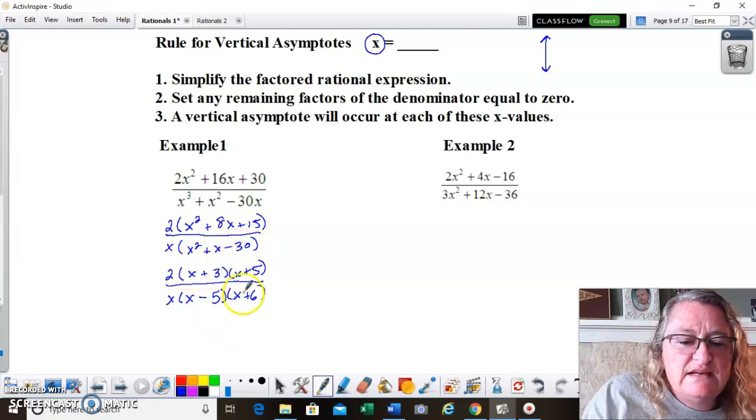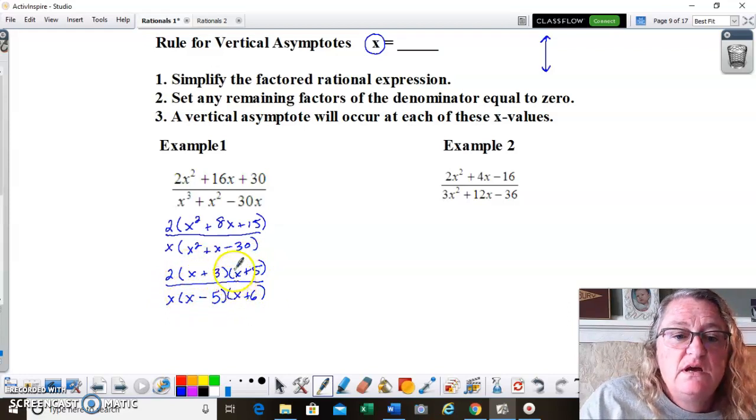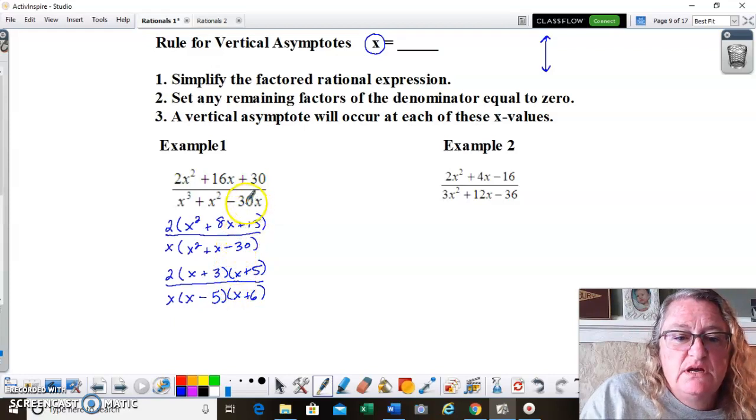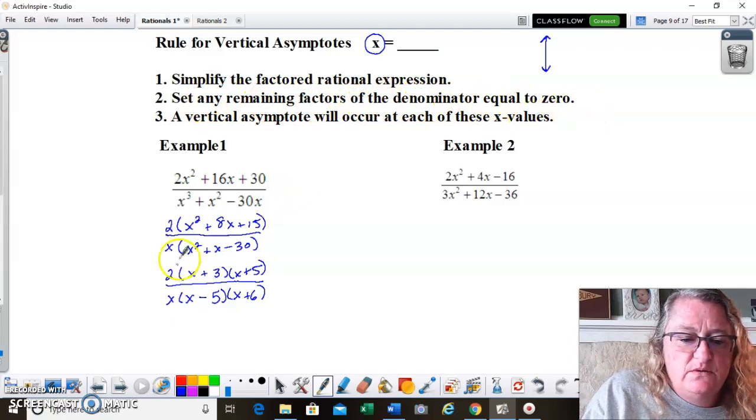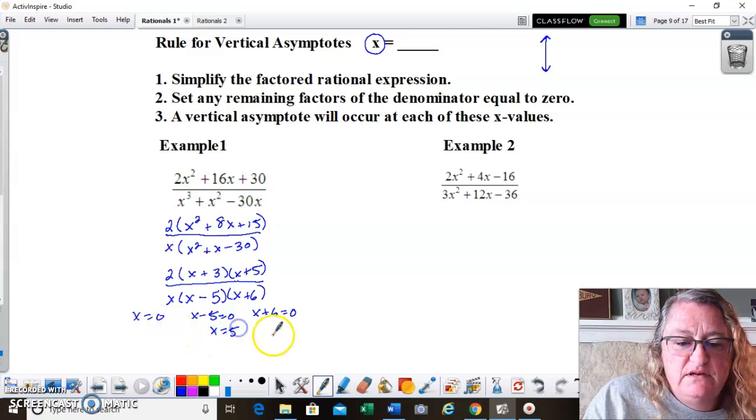Okay, so you'll see that nothing actually cancels out, nothing simplifies out of this, so this is as simple as this rational expression goes. So what we need to do is set any remaining factors in the denominator equal to 0. So we have x equals 0, we have x minus 5 equals 0, and we have x plus 6 equals 0. And we're going to solve them for x. Well, that one's already solved for x. This one says x equals 5, and this one says x equals negative 6.